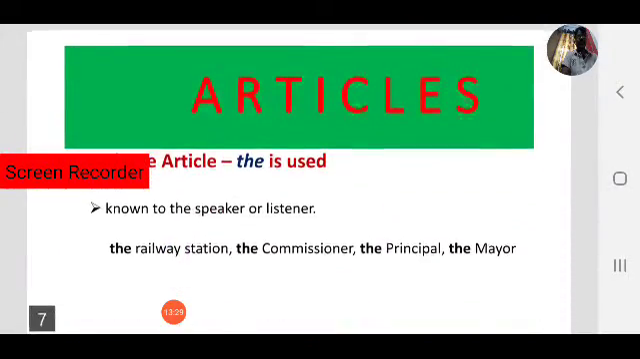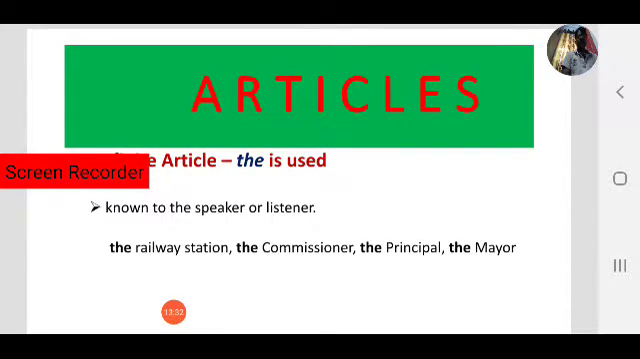So the next rule: before nouns known to the speaker or listener, already known nouns, there we use the definite article the. For example, the railway station. If you talk about the railway station and then have to mention it again, then you use the railway station. The commissioner, the principal, the mayor, like that, known to the speaker or listener, already known to you. So before such nouns we use the. The railway station, the commissioner, the principal, the mayor.